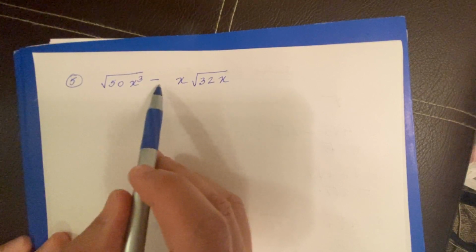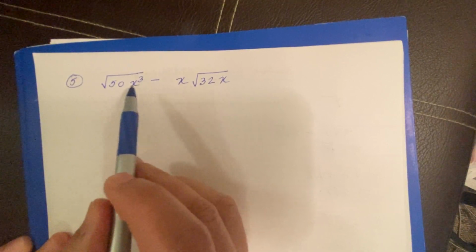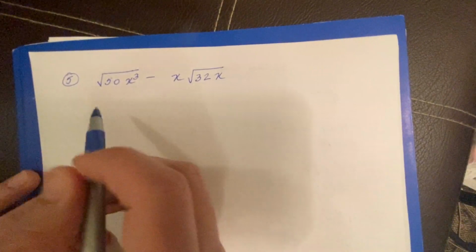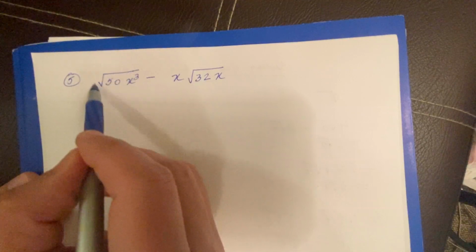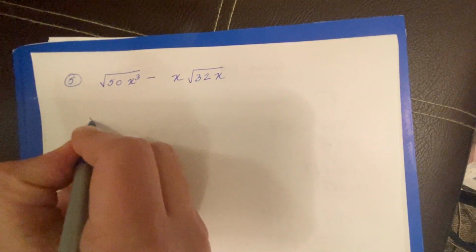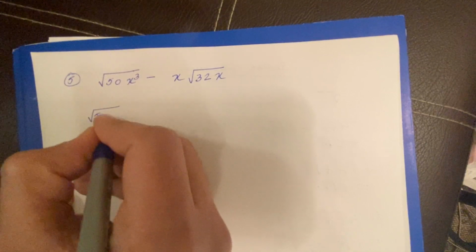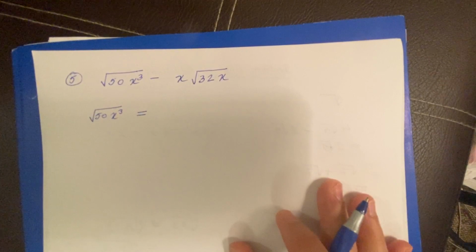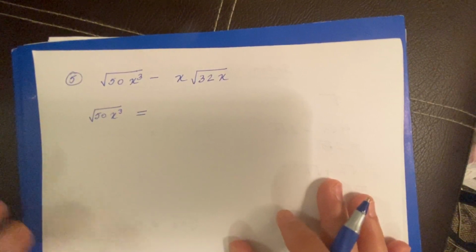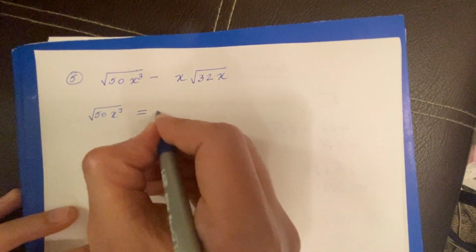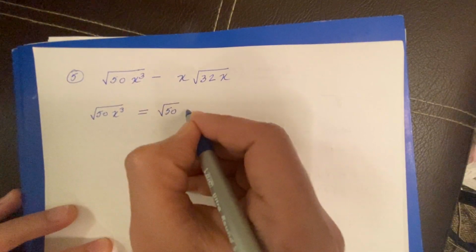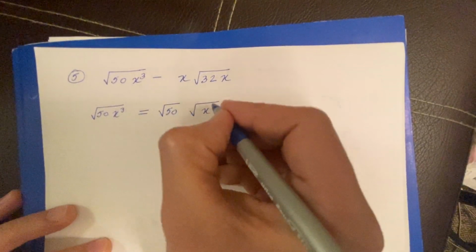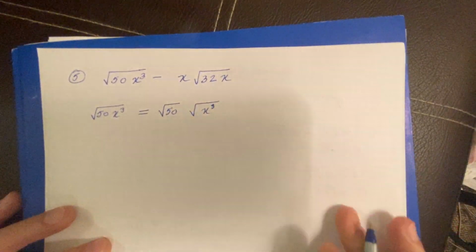So the only time, like I said, only time we can do that is if we have like terms. All right, so let's try to make like terms here. So let's just work on this one. So we have square root of x to the power 3. All right, so this one we can also split this into two parts. So square root of 50 times square root of x cubed, x to the power 3.